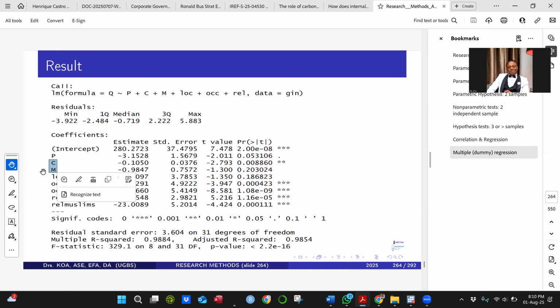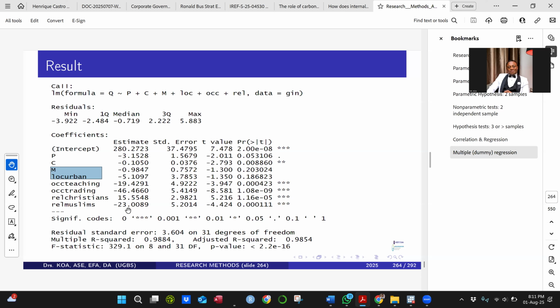Oh, sorry. C was significant, but M was insignificant, and location urban was also insignificant. The question now we are trying to look at is, what if you put all of them together? How do you determine the joint significance? All of them put together.